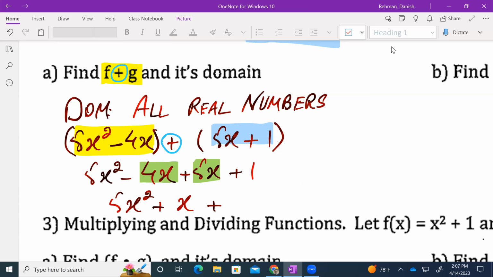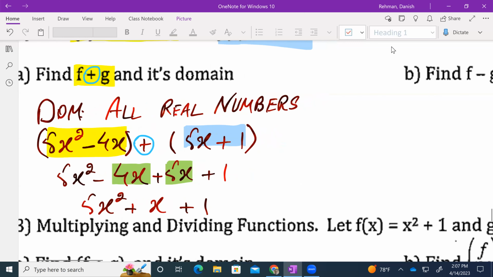Why is it a plus x? What do you think? Because 5 minus 4 gives me a 1. So it's a 1x. I don't need to write the 1 normally, so it's just an x. Addition, so f plus g is 5x squared plus x plus 1.